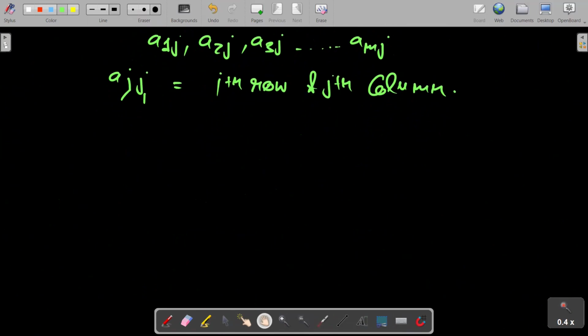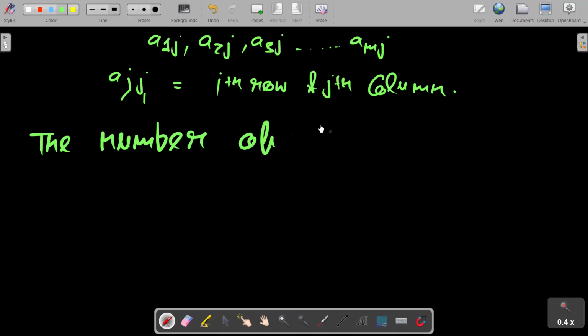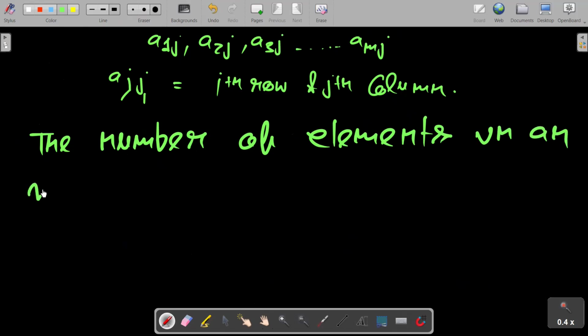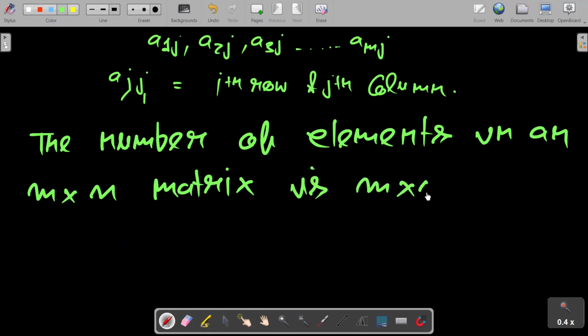Now, the number of elements in an m cross n matrix is simply m cross n. इसी वे में करते हैं ना, जितने नंबर ऑफ रोज हैं और कॉलम है उनको मल्टीप्लाई कर देते हैं. अगर 2 × 3 का मैट्रिक्स है, इट मींस टोटल नंबर ऑफ एलिमेंट्स विल बी 6. वी सिंपली मल्टीप्लाई m and n.